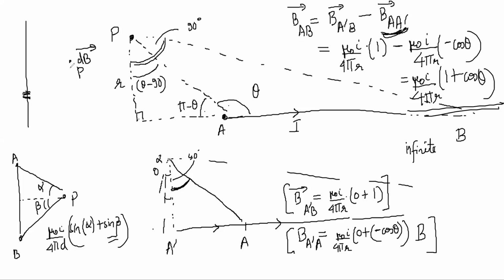dB comes due to a tiny element. Then what do you do to find the whole thing? Do you add it? So what have I done here? Am I adding A dash plus AB to give A dash B? Here in the Biot-Savart law I was integrating and adding, and here I cannot add.